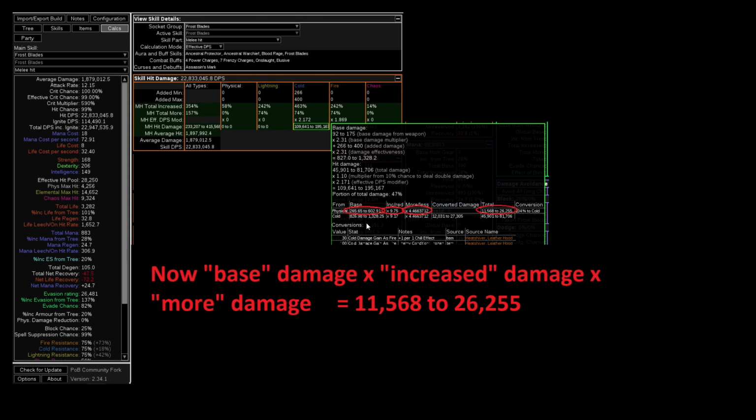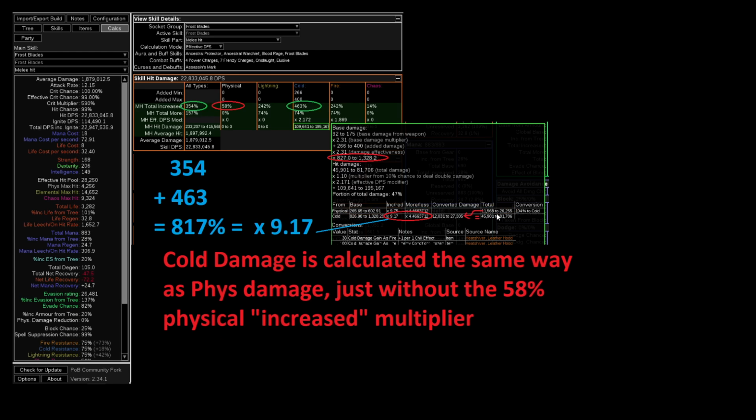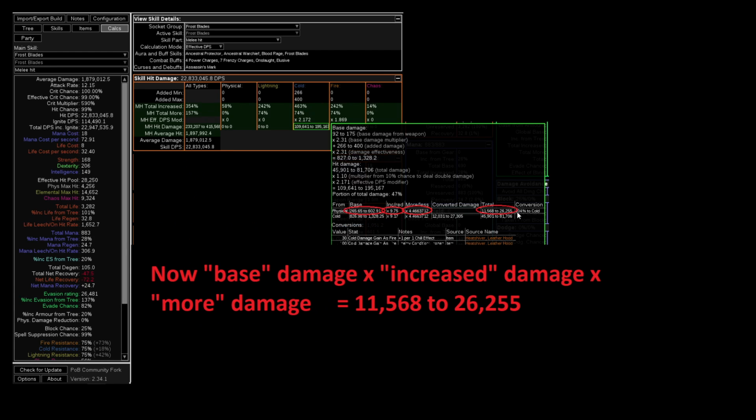Okay, so now you take these two numbers together here and you multiply the base damage times the increased damage times the more damage, and you get this number here. Now this is still physical we're talking about here, okay? Now that physical damage gets converted to cold damage, right?